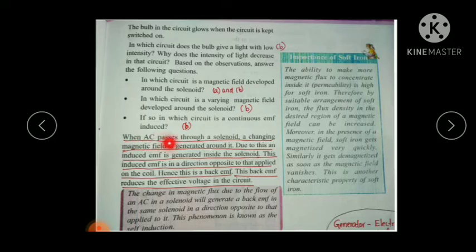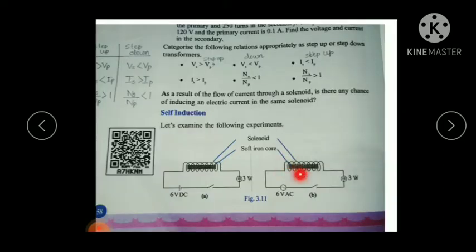When AC passes through a solenoid, a changing magnetic field is generated around it. So we already learnt, when AC passes through a solenoid, a changing magnetic field is generated around it, and due to this an induced EMF is generated inside the solenoid. Since the flux linked with this coil changes, an EMF will be induced in this solenoid.